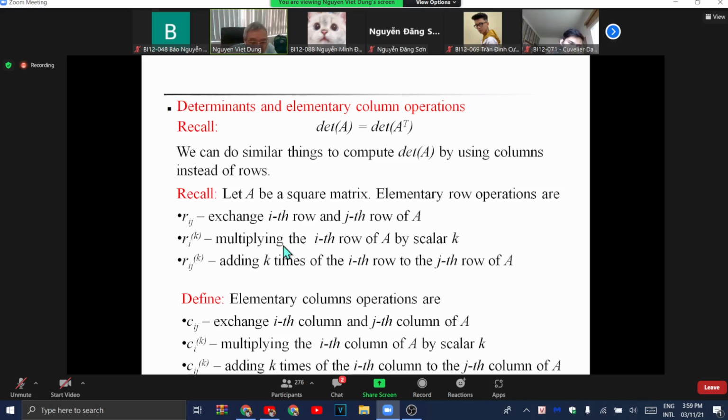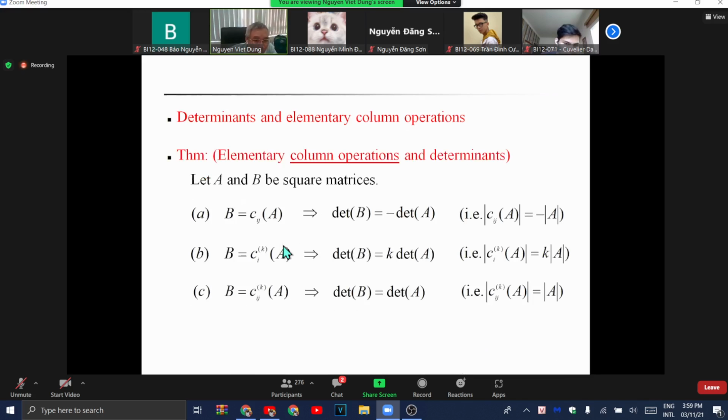Now we see how we can use it. Similar to row operation, for the column operation we have the following property. If B is obtained from A by applying Cij, then the determinant of B will be obtained from the determinant of A by changing the sign. It means that the determinant of Cij of A equals minus the determinant of A.